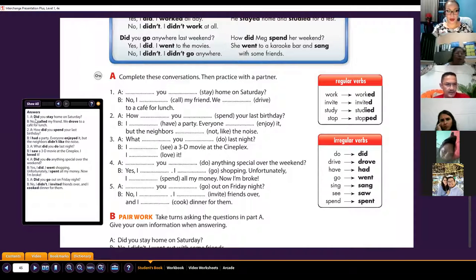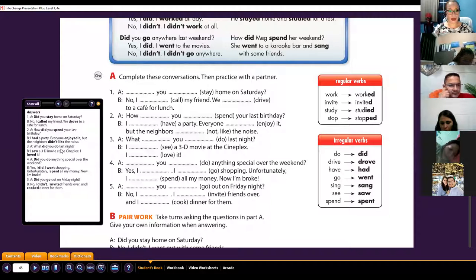As the first is a question, we needed the auxiliary and we didn't change the verb. And then, I called with ED, my friend. We drove to a cafe for lunch. Then the question, how did you spend your last birthday? I had a party. Everyone enjoyed it, but the neighbors didn't like the noise.